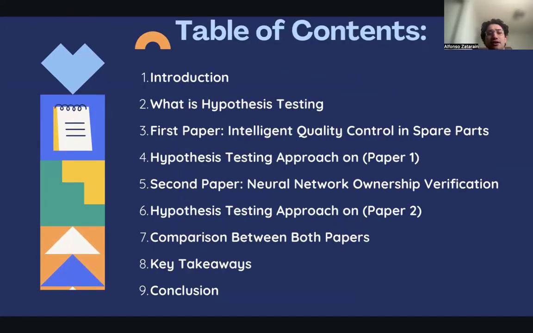We first have a table of contents, which includes an introduction, what is hypothesis testing, the first paper I chose, which is the intelligent quality control in spare parts, and the hypothesis test approach on that same paper. Then for my second paper, I chose the neural network ownership verification, which we then continue with the hypothesis test there. After that, we compare both papers. We have the key takeaways from this project, and finally, a conclusion.